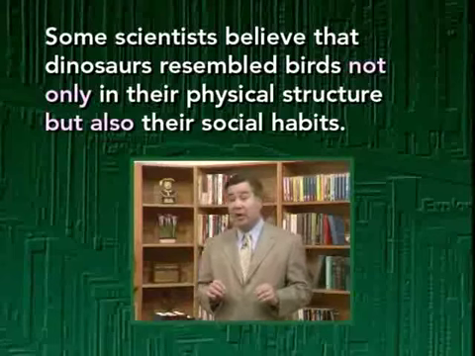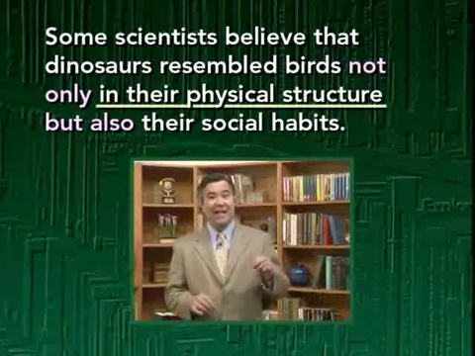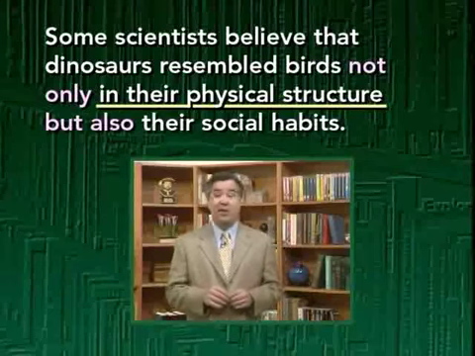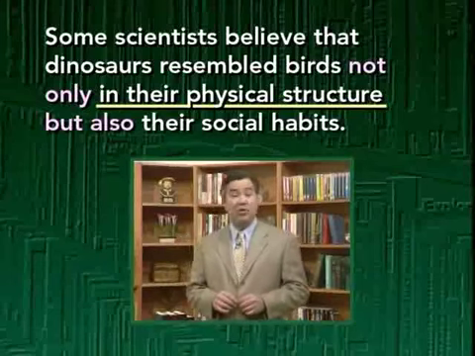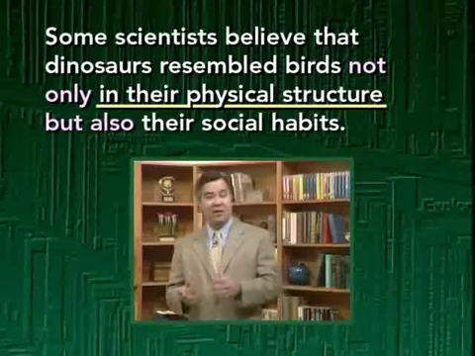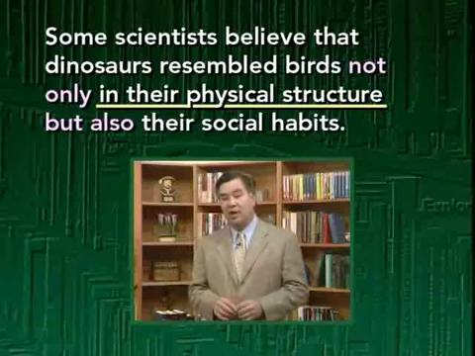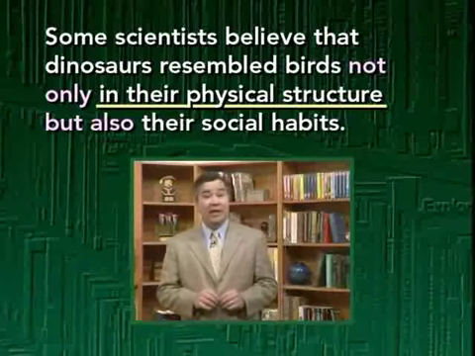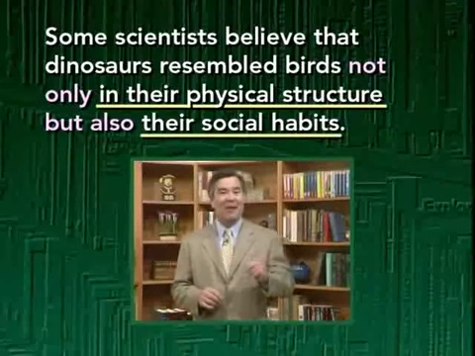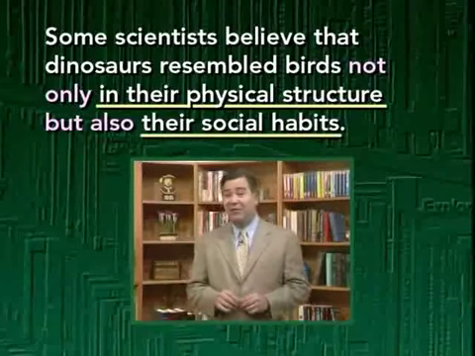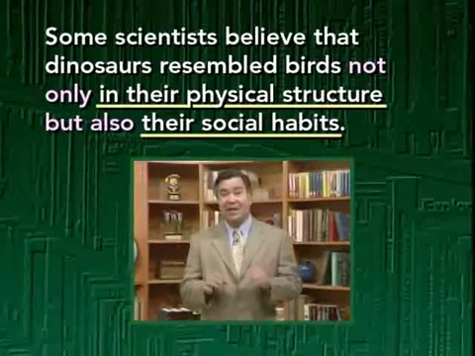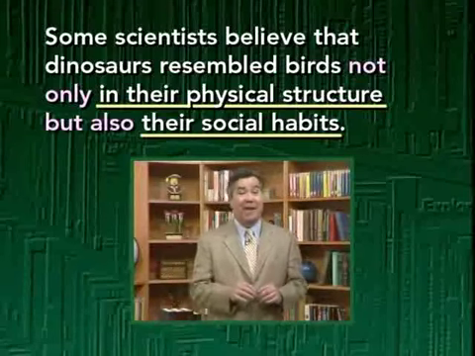First we have not only. What follows that are the words "in their physical structure." Now this is a prepositional phrase, beginning with the preposition "in," ending with the noun "structure," and containing the possessive pronoun "their" and the adjective "physical" in between: in their physical structure. Okay, then we have the conjunction but also, and what follows that is "their social habits." What do you notice that's different? Well, what's missing here is the preposition "in." Because this is not a prepositional phrase, parallelism hasn't been followed.